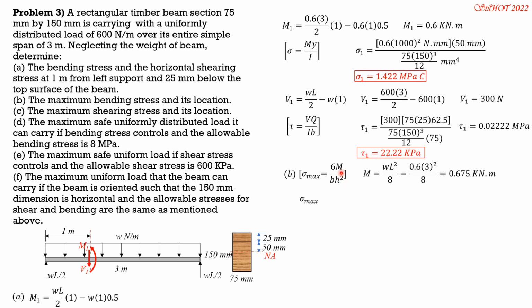So substitute. Let's express kilonewton meter to Newton mm by multiplying by 1000 square. So 6 times 0.675 times 1000 square over 75 times 150 square. So the units would be in megapascals, and it is equal to 2.4 megapascals, either compression or tension. Compression at the top, tension at the bottom, and that occurs at the top and bottom fibers. And in particular, the location is at the center of the beam.